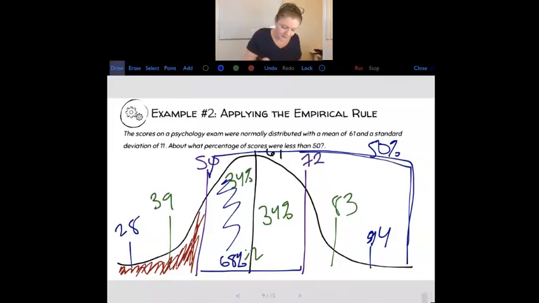So what this looks like, I didn't leave myself a whole lot of room here. We would take 100, because the entire set of values represents 100%, minus 50%, the right half, minus 34%, scores between 50 and 61, and this would give us 16%. So 16% of all of the scores are less than 50.